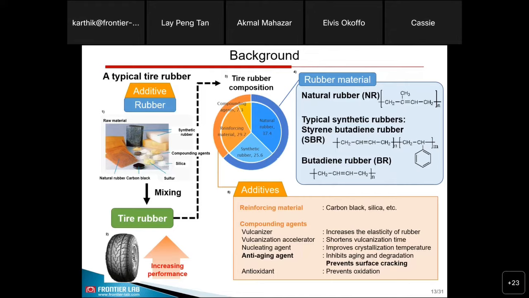So you can see that you use different chemicals along with this rubber to produce a final product like a tire. And it is important to characterize thoroughly to ensure that the right material in the right combination is used for producing good tires. Okay.